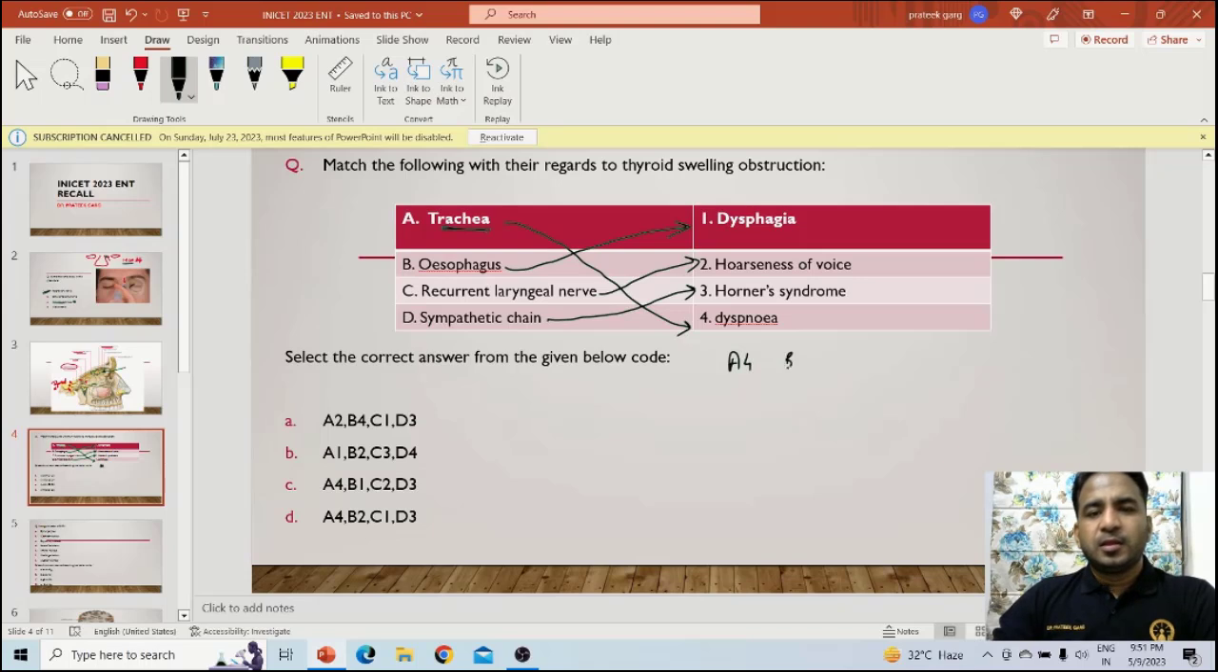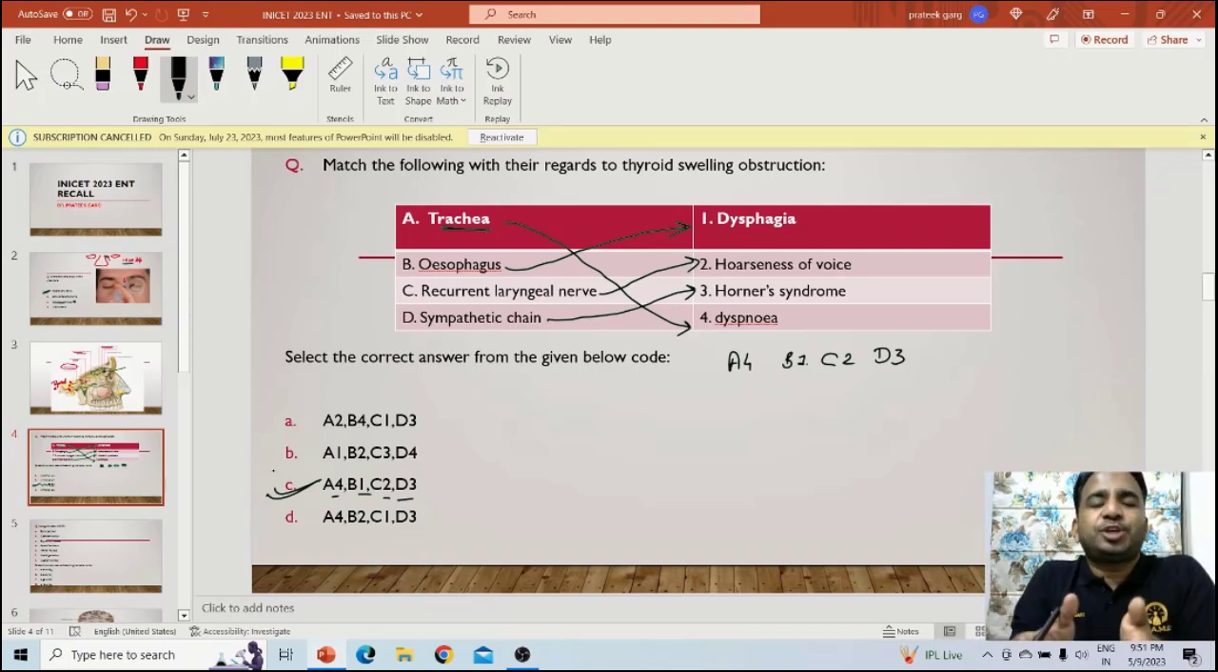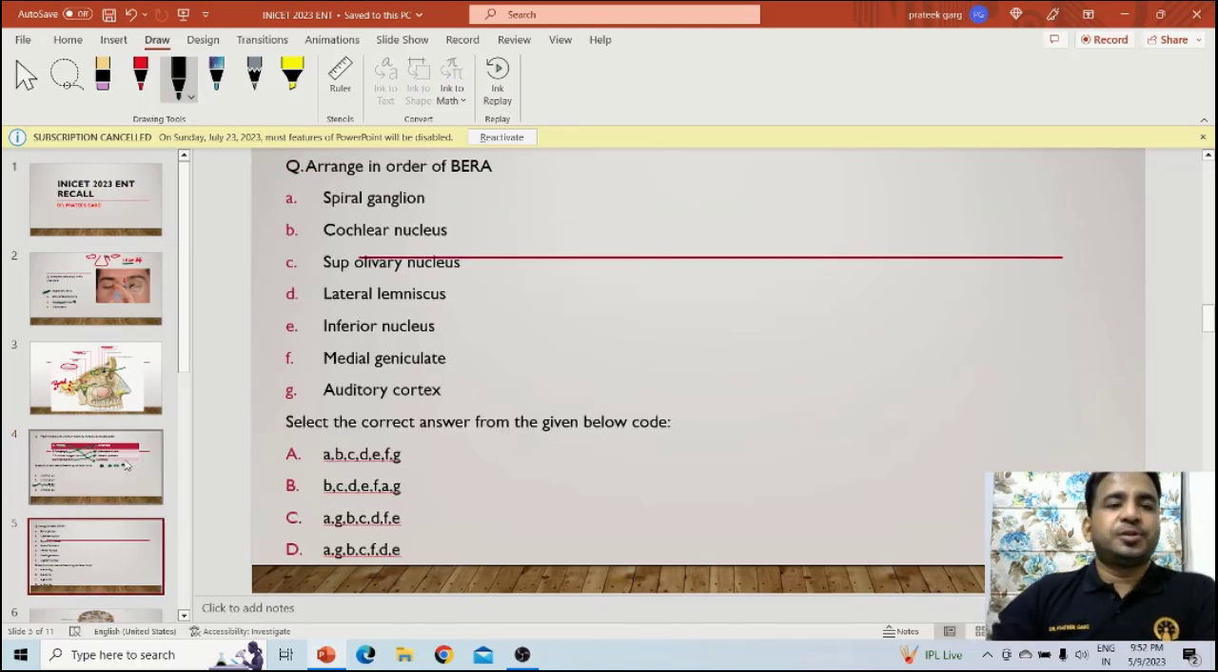A4, B1, C2 and D3. So look at the options, which is the correct answer. A4, B1, C2, D3. So this is the correct answer. Option number C is the correct answer. Not a big deal in this question. Very simple question. All the examiner wants to ask is, if there is a big thyroid mass that is putting pressure over different structures, depending on which structure is compressed, what can be the symptom? So we have to match that. Very simple in that. So let's move on to the next question.